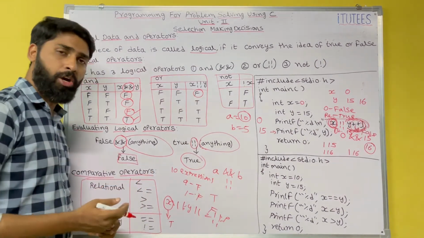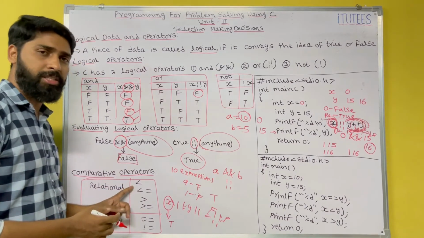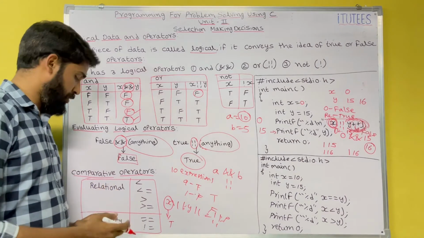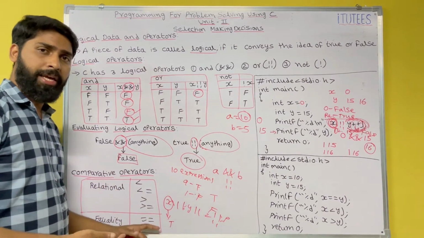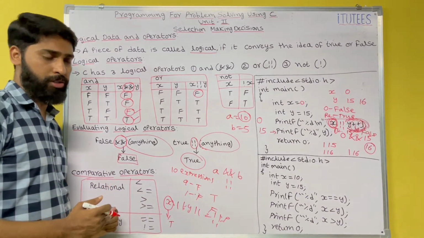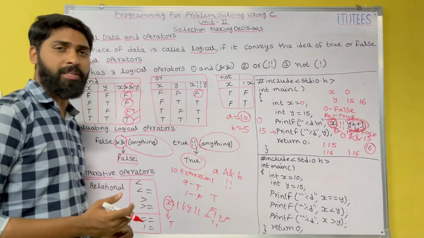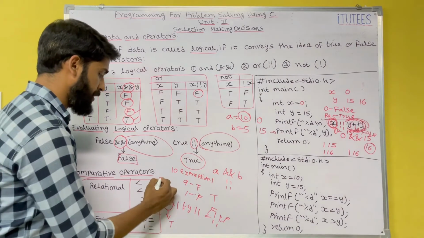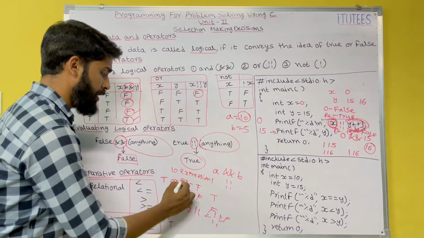Coming to relational operators, there are 4 operators: less than, greater than, less than or equals to, greater than or equals to. Similarly, coming to equality, there are equals to and not equals to. These comparative operators return only Boolean values, that means either true or false.